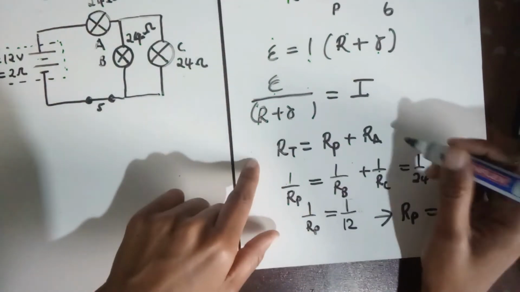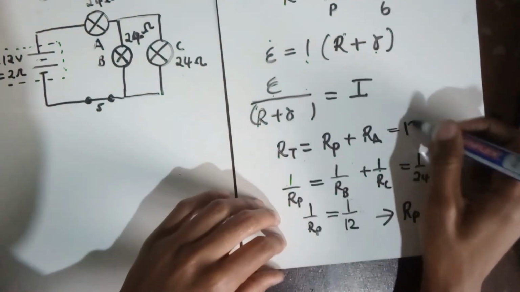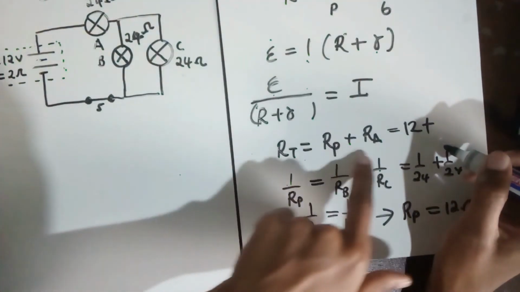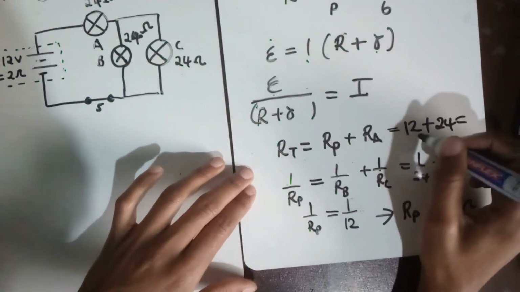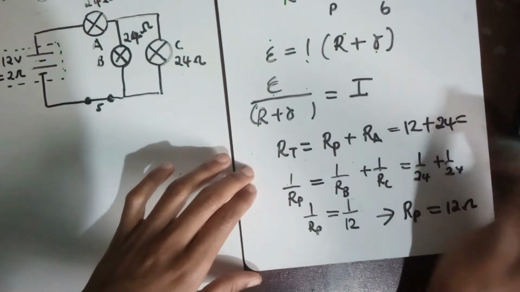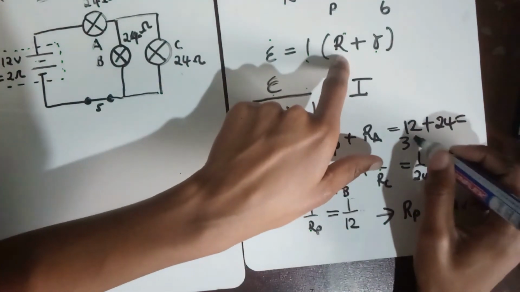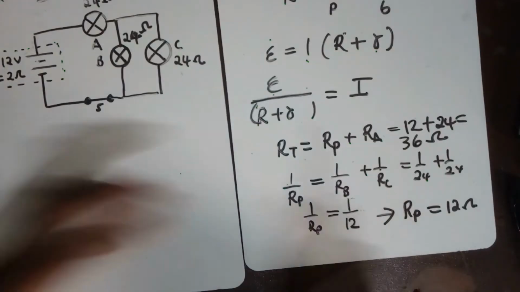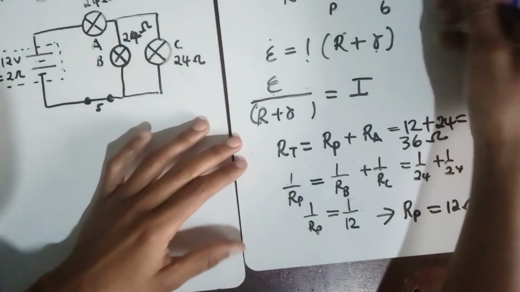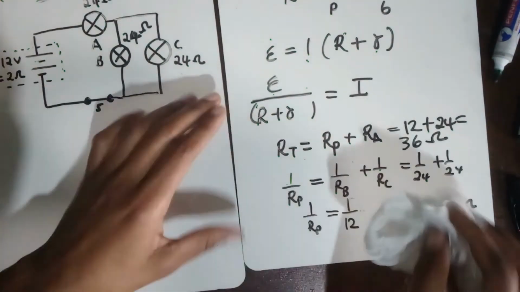So now we go back to our equation. We substitute the value of RP, which is 12, plus the value of RA, how much was that? 24. So 12 plus 24 is going to give us 36. So the total external resistance is going to be 36 ohms. And then we can put it in our equation. So let me write that. Keep that value in mind, because I'm just going to wipe this whole thing now.